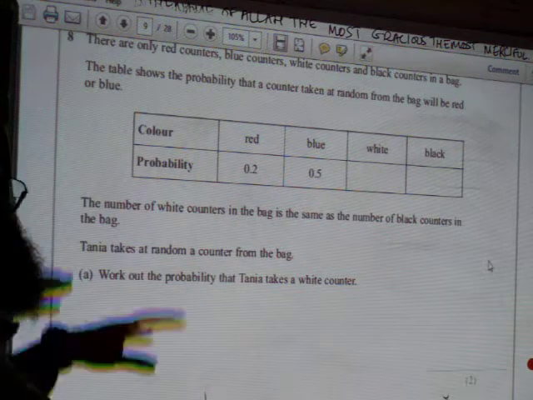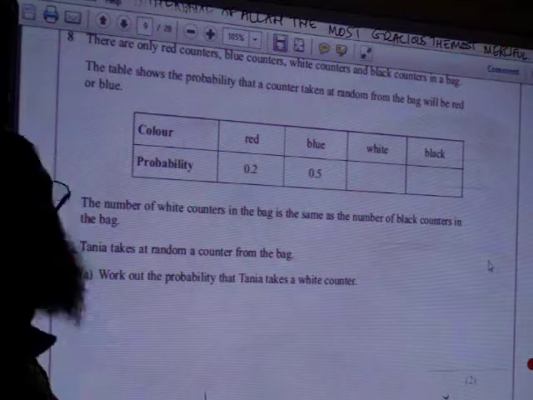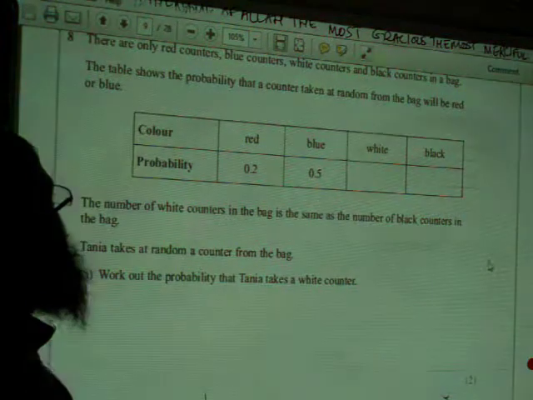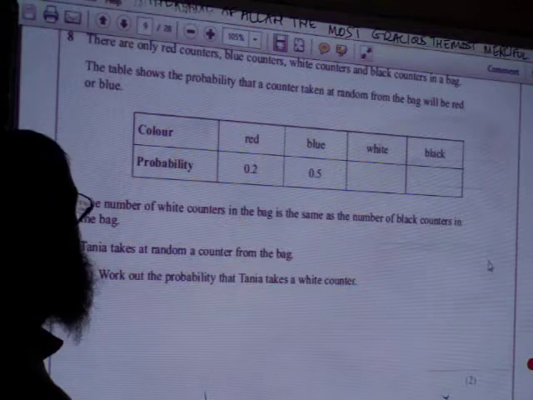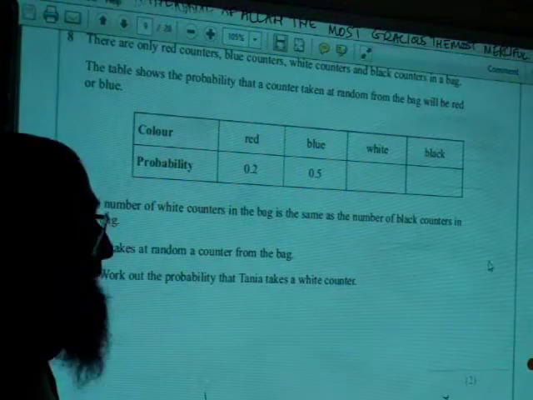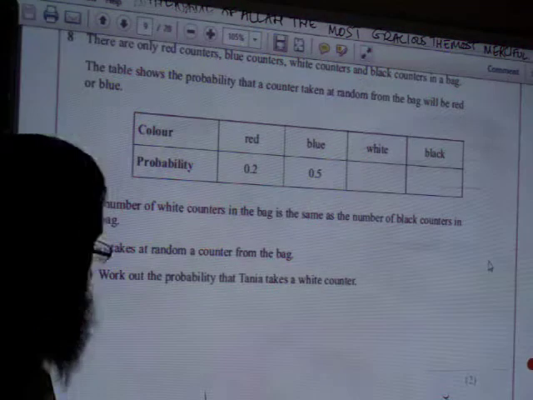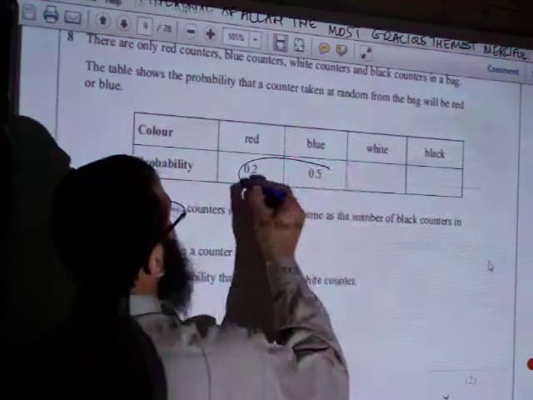Question number 8. There are only red counters, blue counters, white counters and black counters in the bag. The table shows the probability that a counter taken at random from the bag will be red or blue. The number of white counters in the bag is the same as the number of black counters in the bag. So what we do first of all, let's work out the total that we have so far.